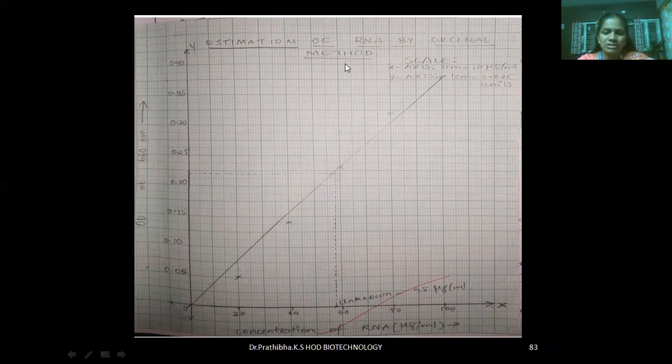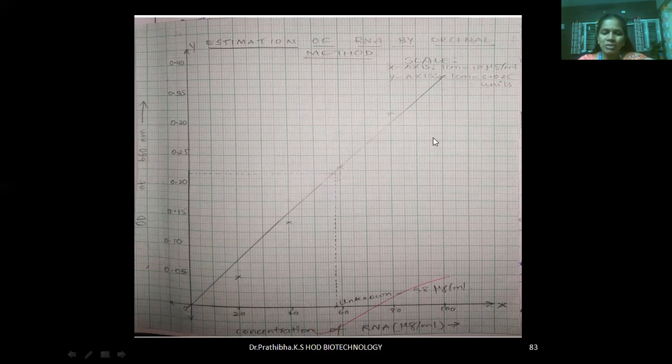What all you need to write in the examination? Very important points. The x-axis you need to plot, then the y-axis you need to plot. You need to also label what the x-axis is. X-axis: concentration of RNA in microgram per ml. This unit is very important. Then OD at 660 nanometer. And writing this arrow mark is also important. X-axis and y-axis, it's the continuation.